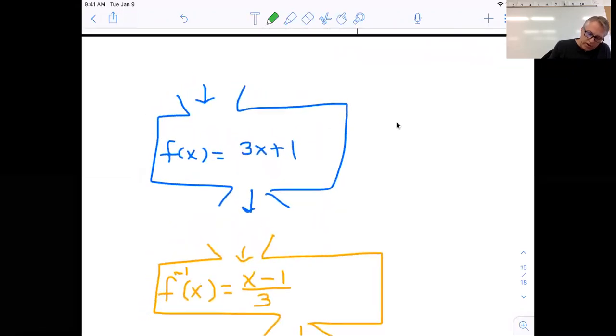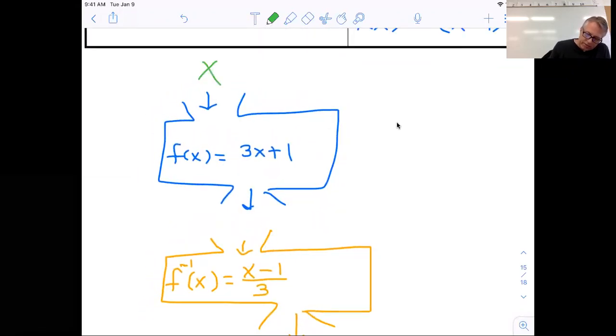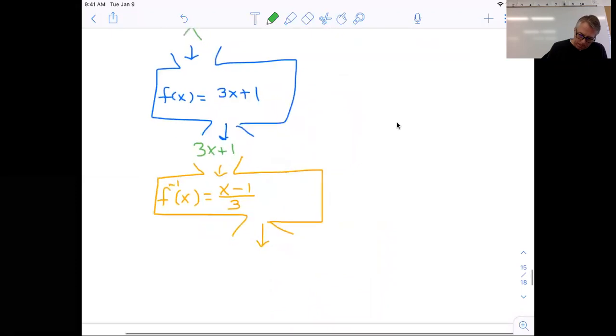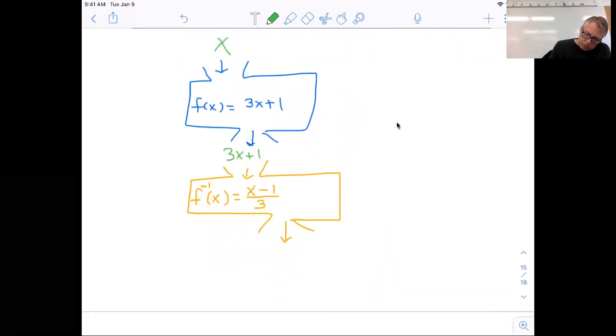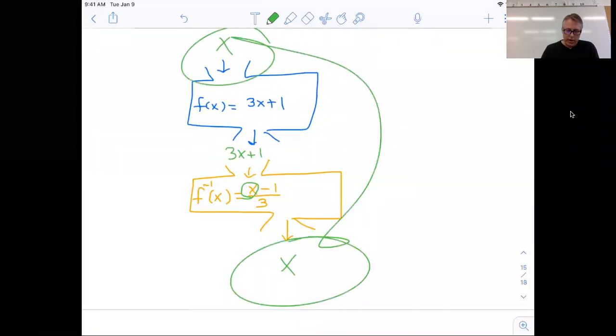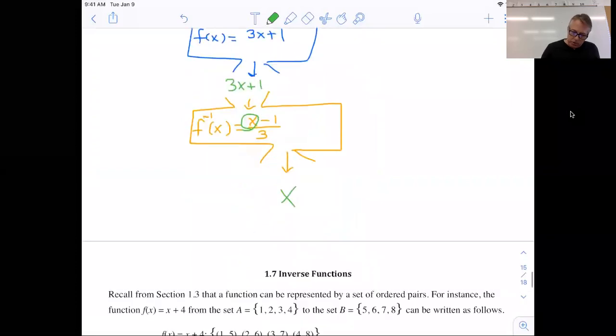So let's kind of follow that. If we dropped x into the first function, it's going to spit out 3x plus 1. Then when 3x plus 1 drops into here, you get 3x plus 1 minus 1, which is 3x over 3, which is just x. So again, we get back to where we started from. So in that case, we can put in any x and we should get out an x at the end. So let me go back down to our example.